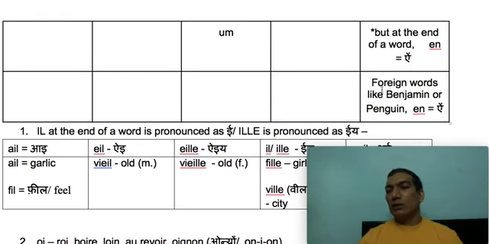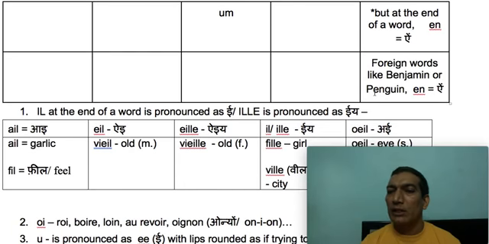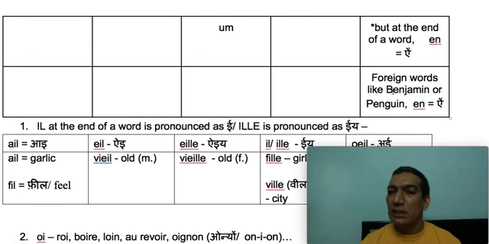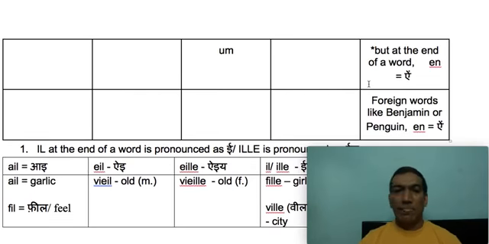And any foreign word which comes into English is also pronounced with an, like the word Benjamin. So in Benjamin, en is pronounced as an, but n is an. Or another word which is also foreign, from French, is penguin. You see, pen. So it is not pen, but pen, penguin. So these are two examples for any foreign words. But at the end of a word, n is pronounced as an. Okay.